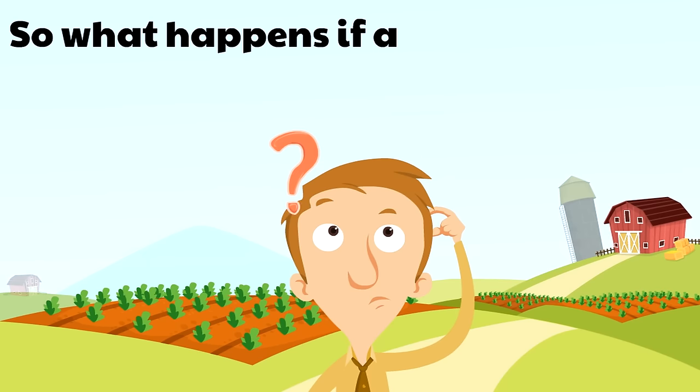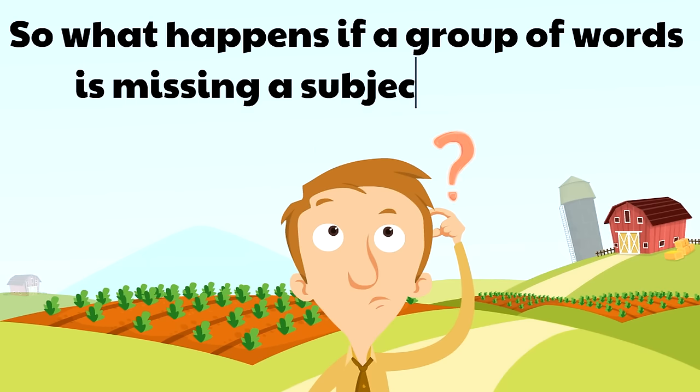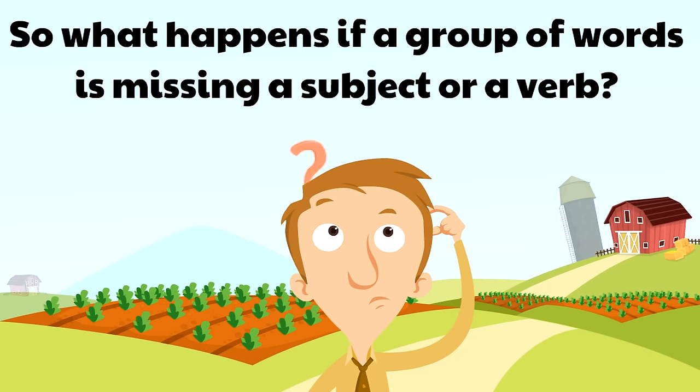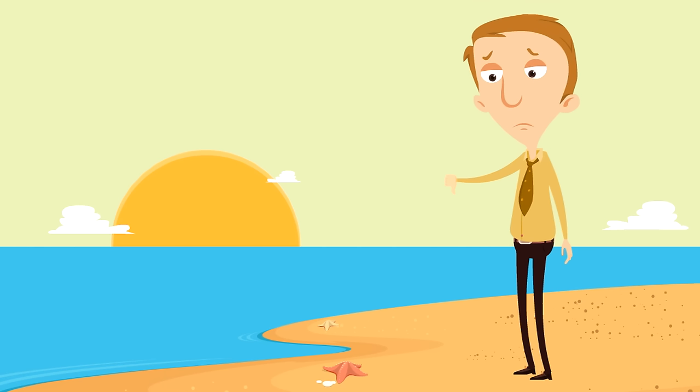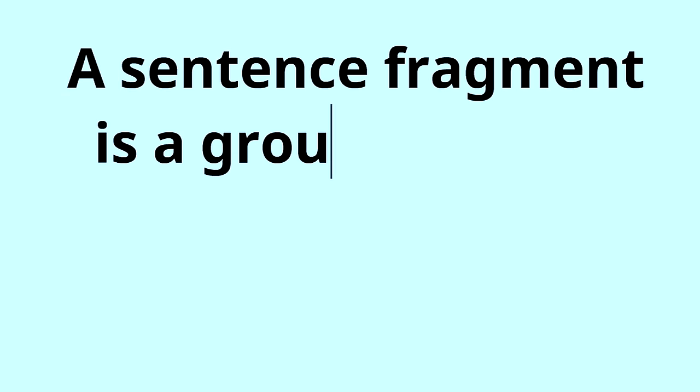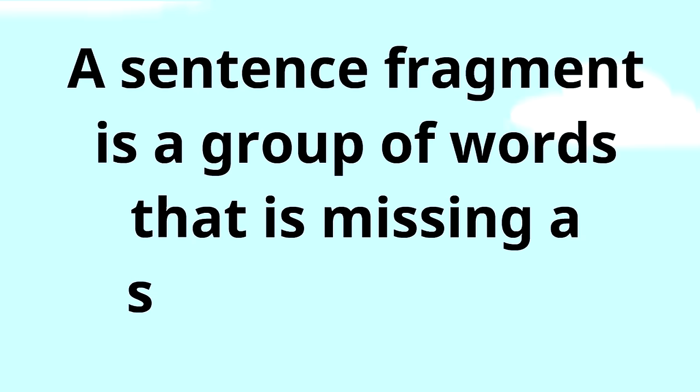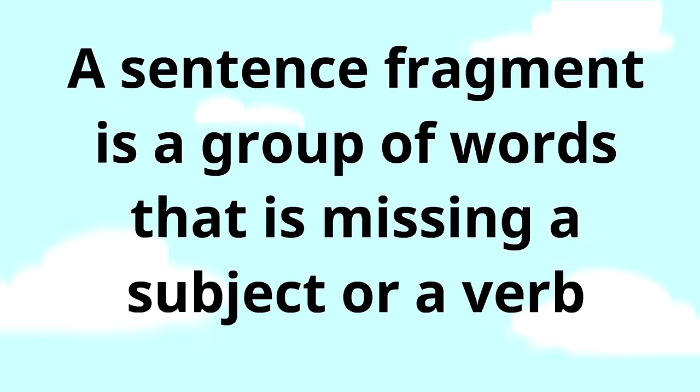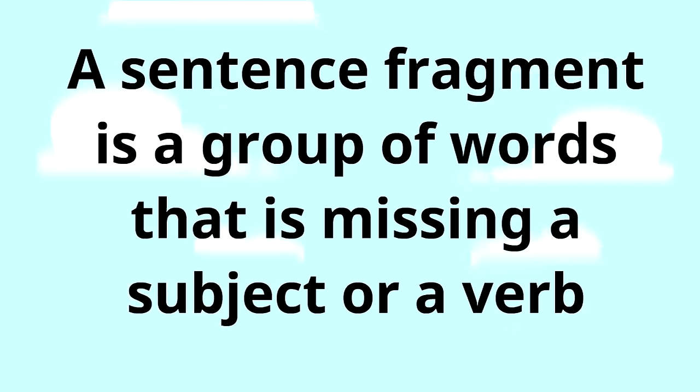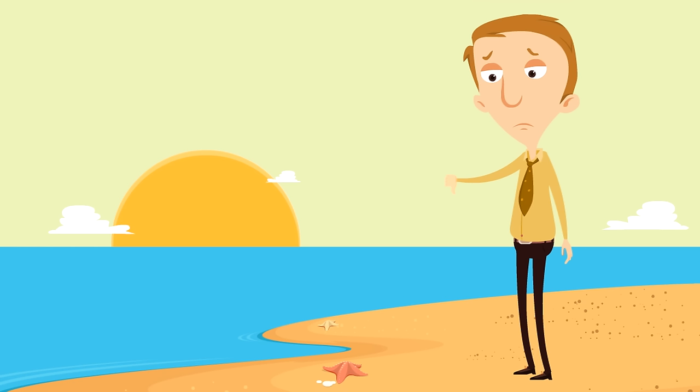So, what happens if a group of words is missing a subject or a verb? Well, then it's kind of like me on the beach without my shopping cart, you know? It's missing something. A sentence fragment is a group of words that is missing a subject or a verb. That's what it's called, a sentence fragment, when it's just part of a sentence. It's not a complete sentence. Kind of like being on the beach without my cart.